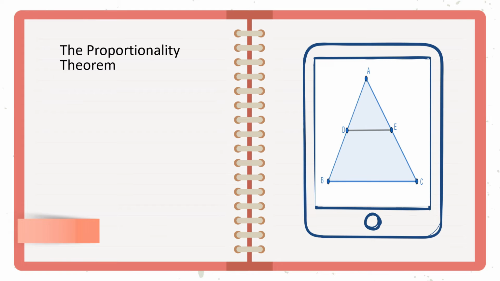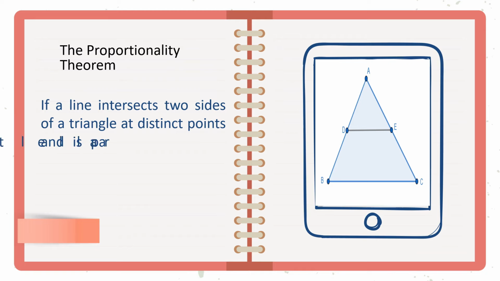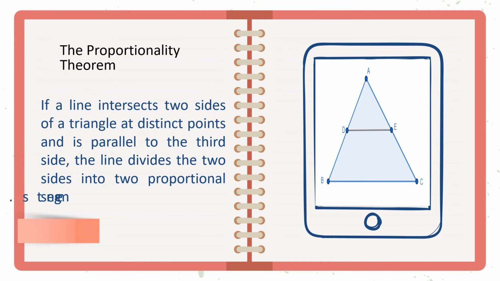The proportionality theorem. If a line intersects two sides of a triangle at distinct points and is parallel to the third side, then the line divides the two sides into two proportional segments. In the given, we have the triangle ABC, and we have the line DE. DE intersects the sides AB and AC at points D and E.